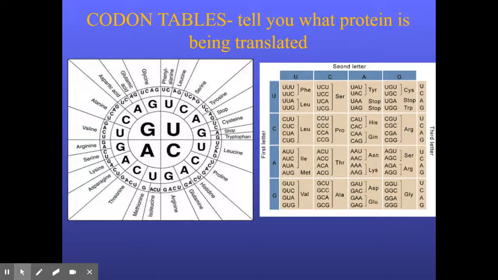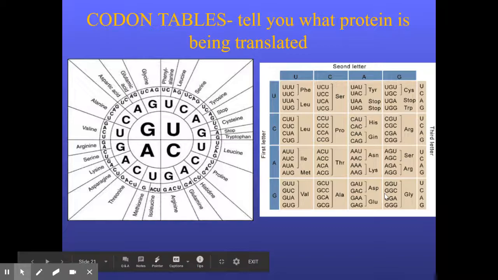So let's say that we're going to do GAU. Well, first one's a G, then to the A, then to the U. It codes for aspartic acid. Do you see how that worked? All right, so on this one, see, GAU, aspartic acid.